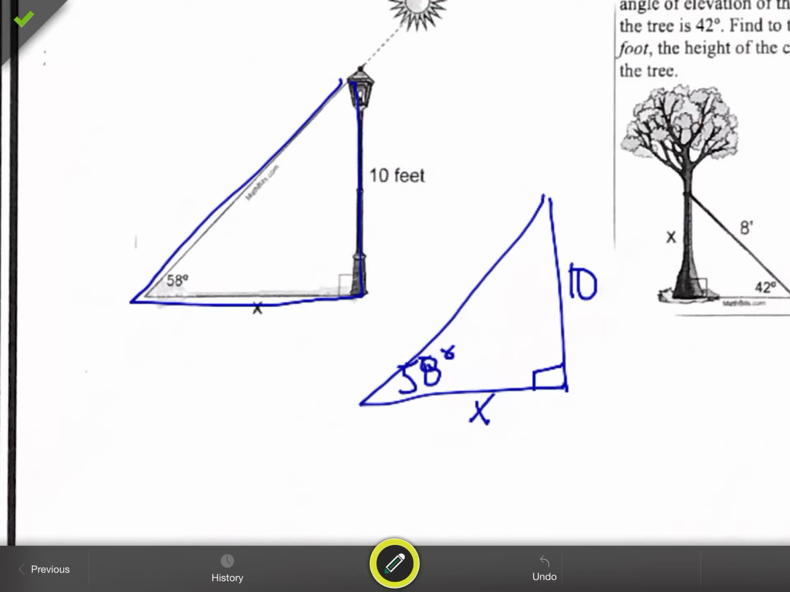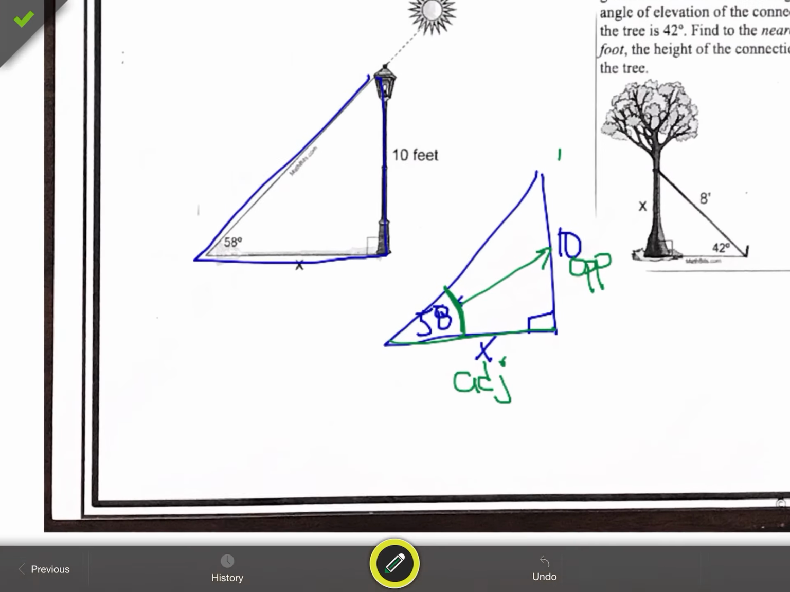Mark your reference angle, the angle they're giving you. They called it the angle of elevation. Okay, cool, 58. Mark the two sides. We got 10 and x. Looking at my picture, there's nothing on the hypotenuse, so I'm not going to label that. This would be the opposite side of your angle, which makes this your adjacent. It is next to. Which trig function has opposite and adjacent? We just did it, right?